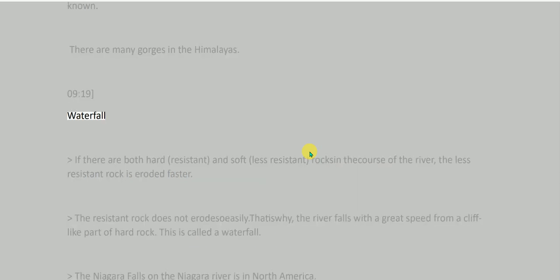Waterfall. If there are both hard, resistant, and soft, less resistant, rocks in the course of the river, the less resistant rock is eroded faster. The resistant rock does not erode so easily. That is why the river falls with a great speed from a cliff-like part of hard rock. This is called a waterfall. The Niagara Falls on the Niagara River is in North America.